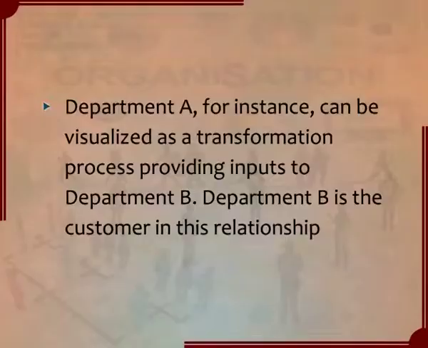When defined as an internal entity, it leads to the view of the organization as a network of interlocking operations. Department A, for instance, can be visualized as a transformation process providing inputs to Department B. Department B transforms these into its own output, which in turn becomes the input for Department C, the customer.